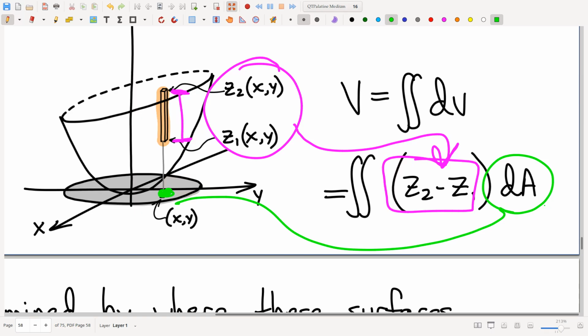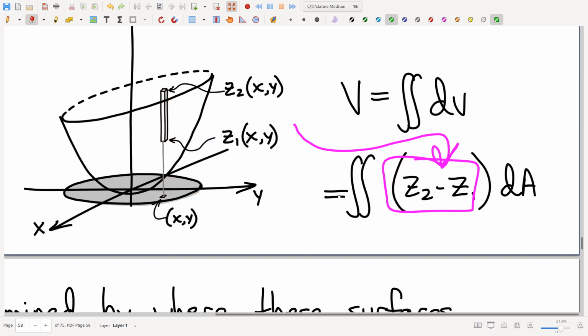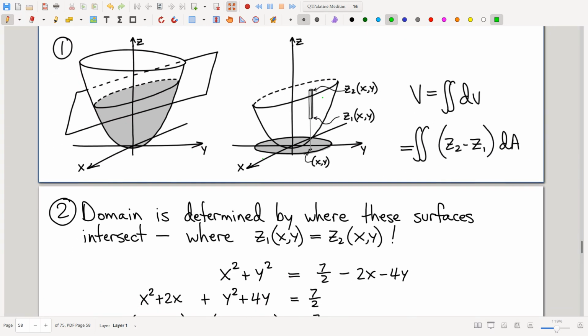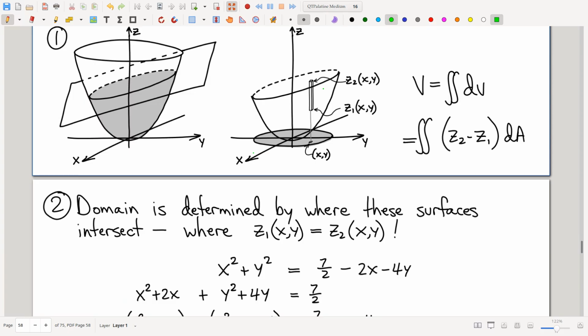That part's pretty straightforward. Here's where it gets fun and a little different, and that is, what is this domain anyway? More to the point, what is this curve that is the boundary of my domain? It's not given. So here's how I encourage breaking this down.